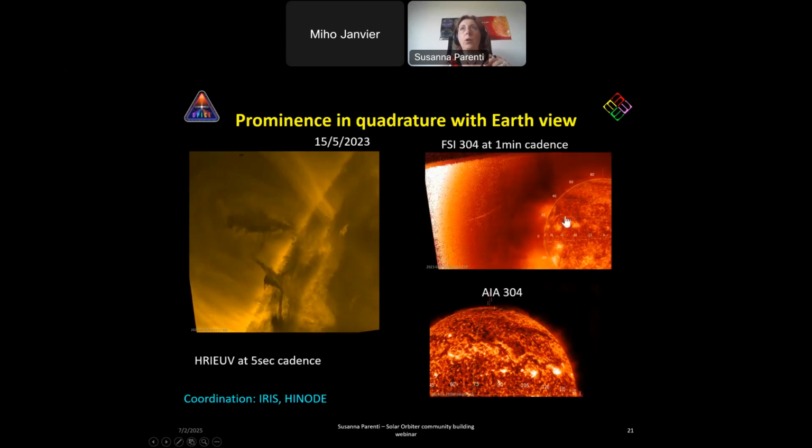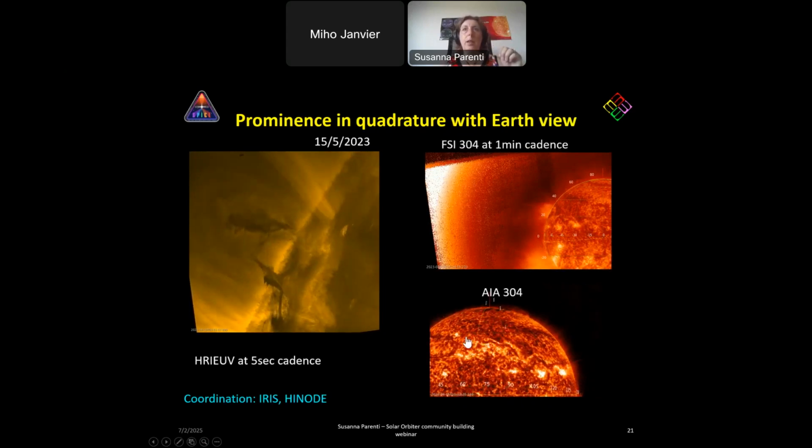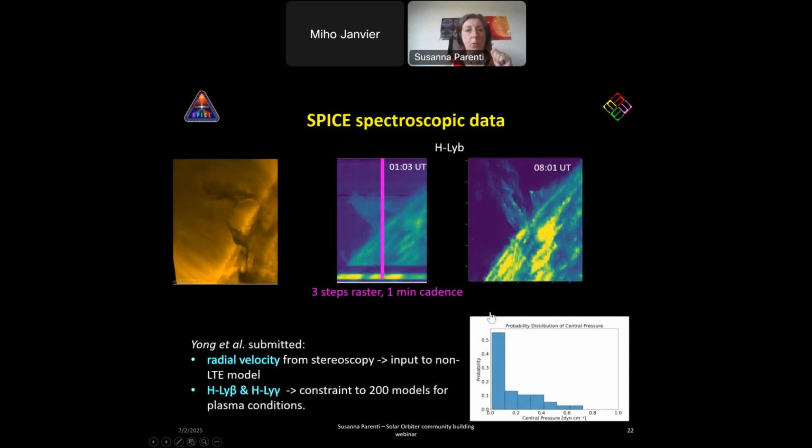Sorry, the quality of the movie is not so good. And this means that AIA also saw it because it was facing the eruption. So you have nice data that you can use. And SPICE was also observing, and here you have two maps in Lyman beta before, at the same time as the UV image here, and later on during the eruption, where we captured the eruption here.